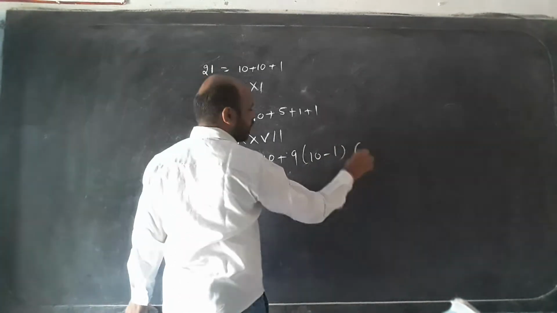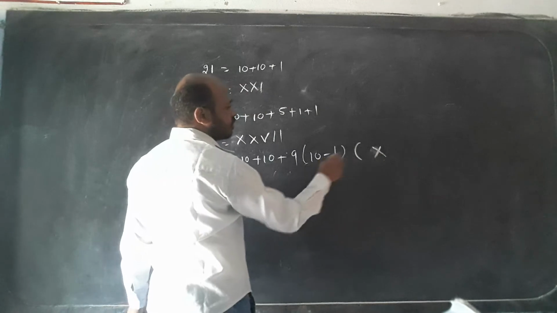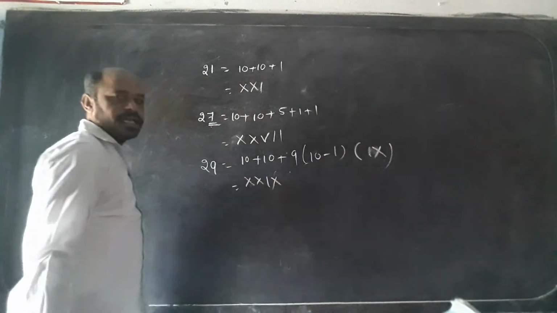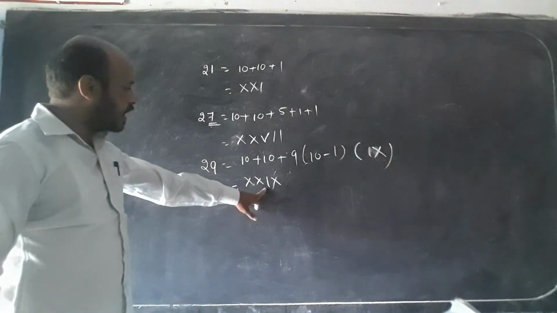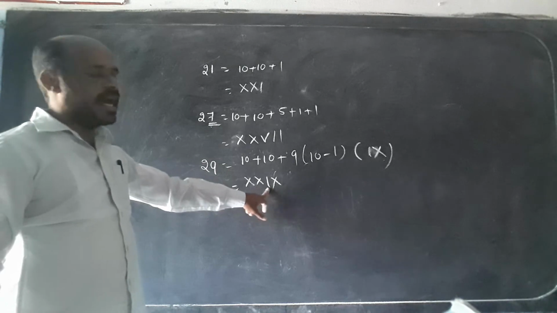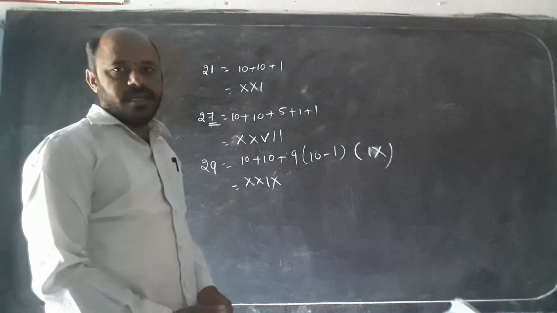10 minus 1 means what? 10 is equal to X. Subtraction means the bigger number should be on the left side. We have to write like this: 9's value is IX. IX is the 9 value. This is 29.